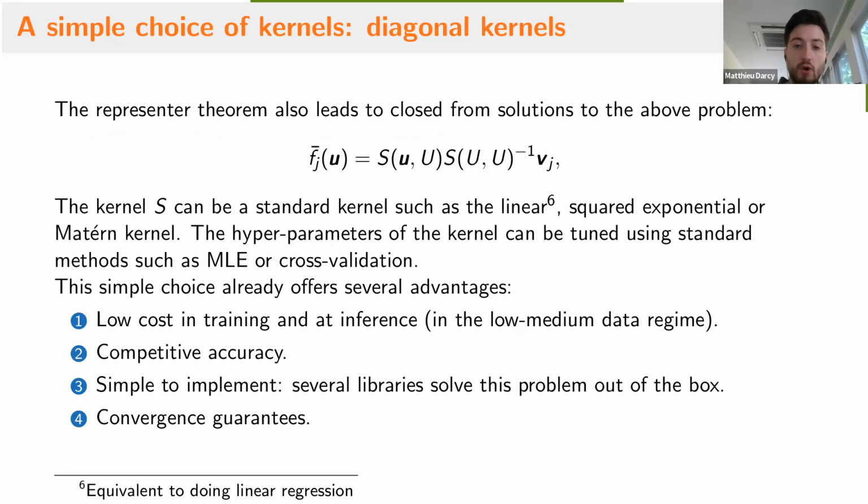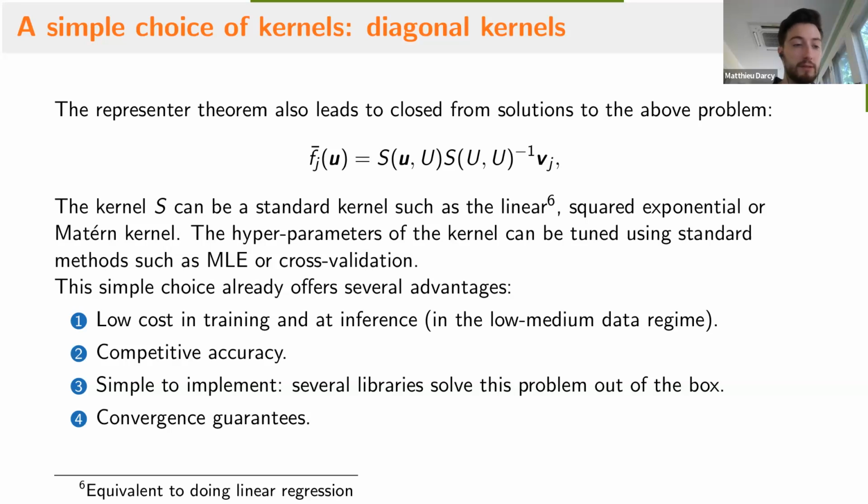This simple choice of kernel, as I'll show you later, is already quite accurate. In fact, it's very competitive, and we've observed that it typically performs at least as well as neural network methods. It's also very simple to implement. There are several libraries that solve this problem out of the box. So for example, you could use the very popular scikit-learn library.